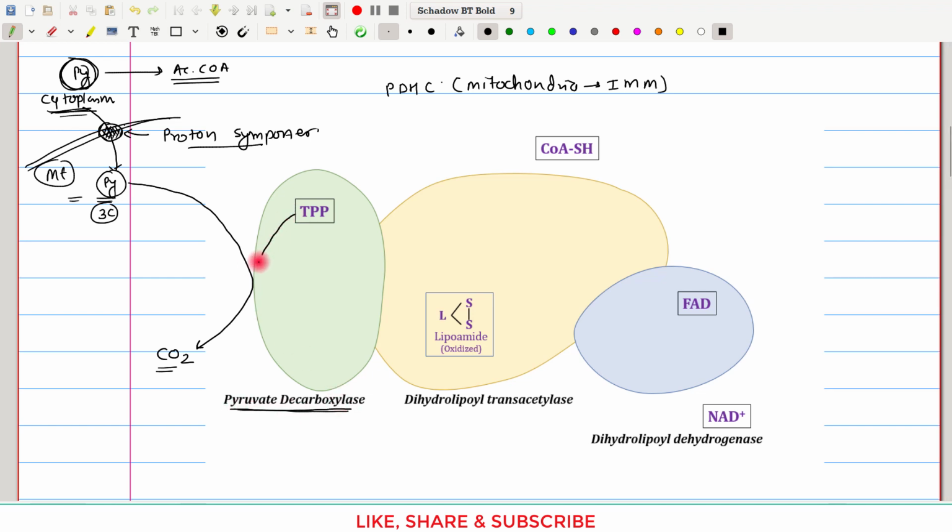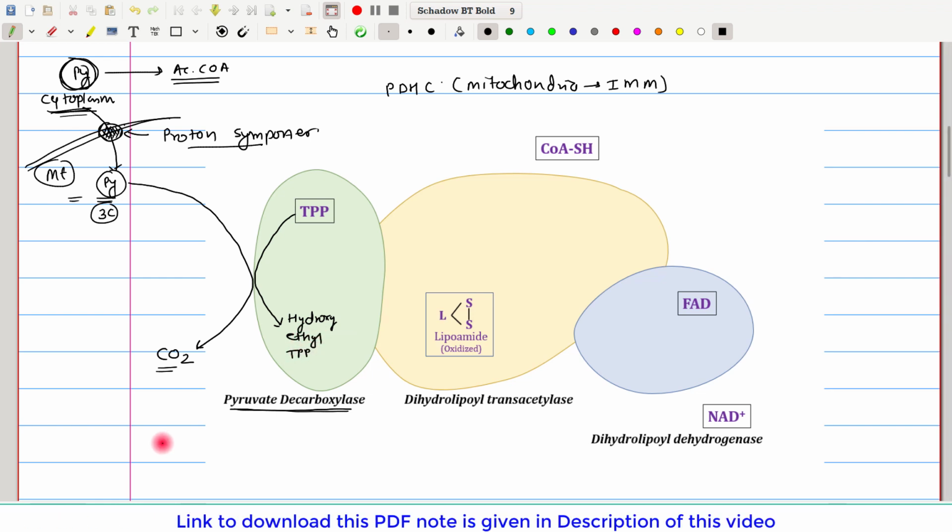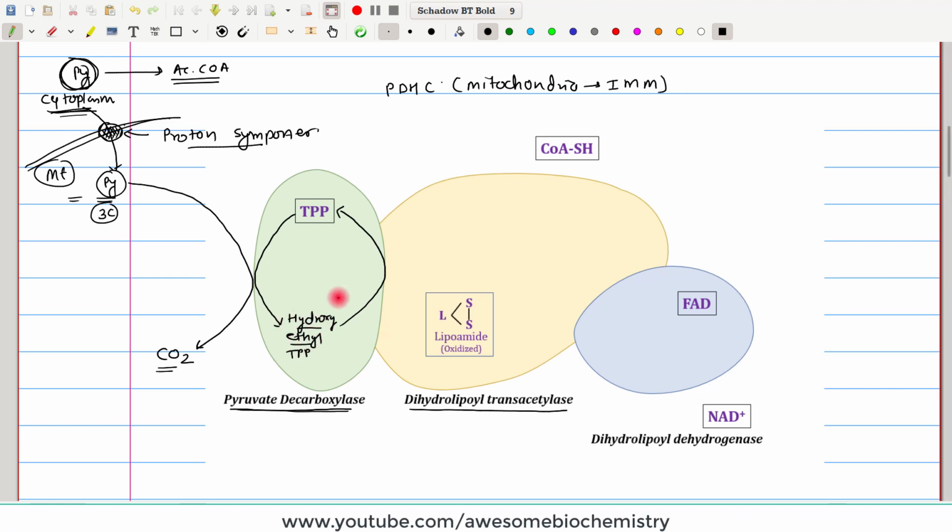So, now instead of TPP, we will have hydroxyethyl thiamine pyrophosphate. Now, this hydroxyethyl thiamine pyrophosphate needs to lose this hydroxyethyl and convert back to its original form. So, that reaction is catalyzed by this dihydrolipoyl transacetylase. So, now this thiamine pyrophosphate is getting regenerated, right? Then what happens to this hydroxyethyl? This hydroxyethyl is handed over to this lipoamide coenzyme of this dihydrolipoyl transacetylase.